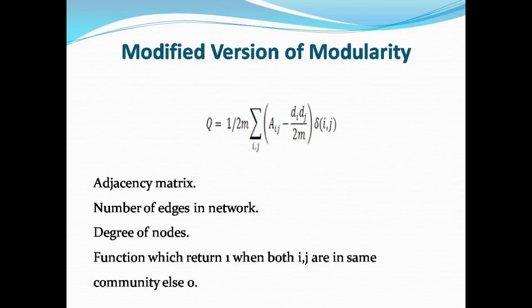This is the Newman and Girvan modified formula for modularity, where Aij is the adjacency matrix, m is the number of edges in the network, di and dj are the degrees of nodes i and j, and delta ij is the function which returns 1 when both i and j are in the same community, otherwise 0.